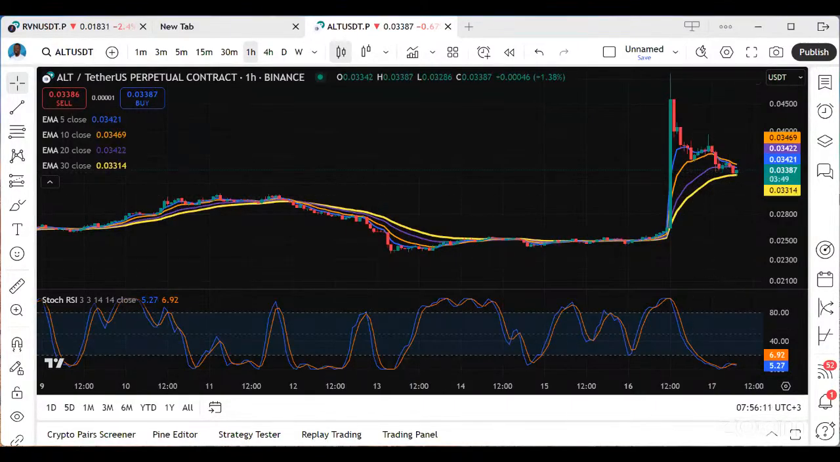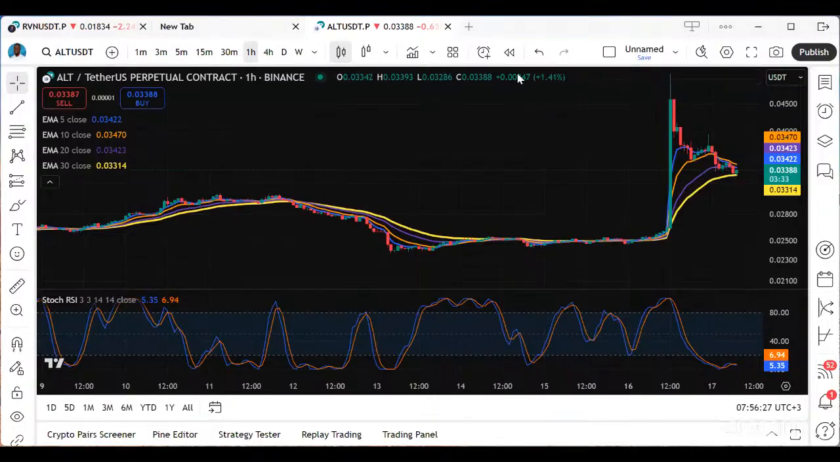What should we expect from this rainbow? Should we expect an uptrend? Should we expect a downtrend? Let me know in the chat.